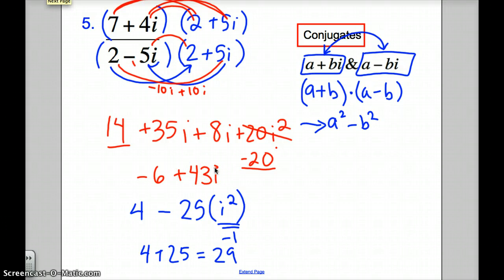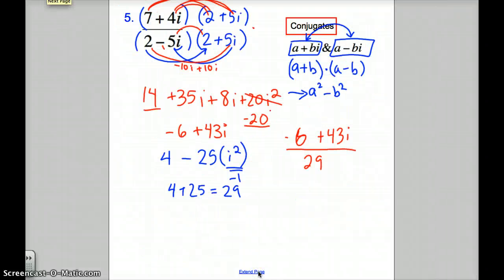So my new answer to this original division problem is going to be negative 6 plus 43i all over 29. This is equivalent to my original, but it's still not proper. It's not in standard form. So remember, to make it in standard form, we actually want to separate it out. So we're going to have negative 6 over 29 plus 43 over 29i. This is in standard form, and this is the proper solution for this problem.